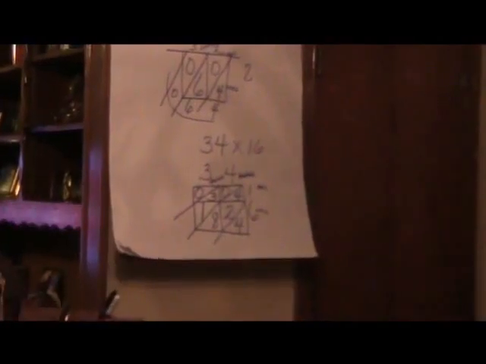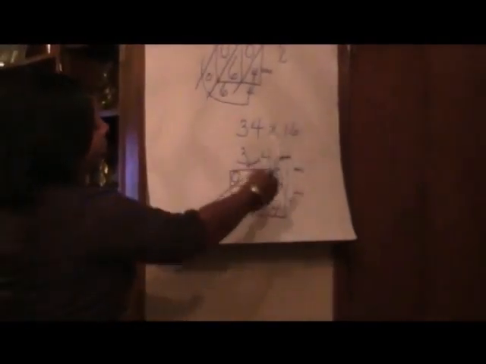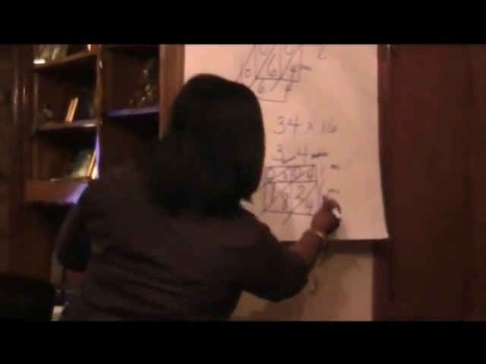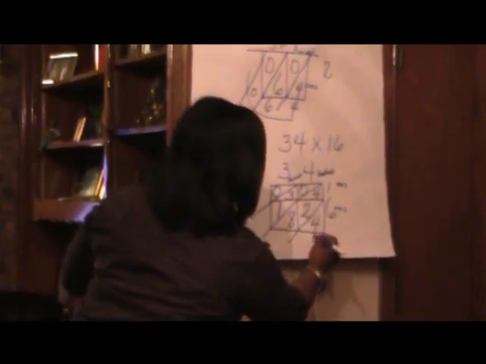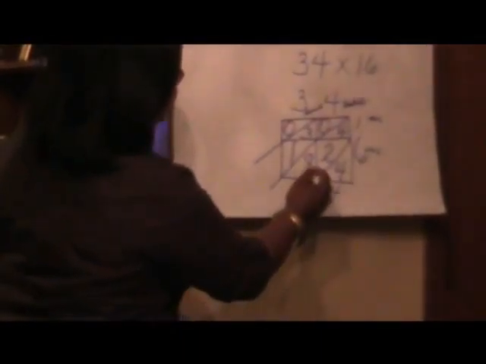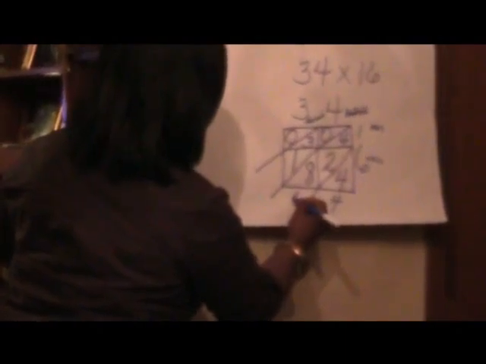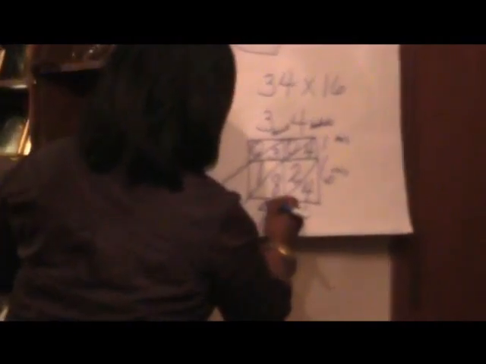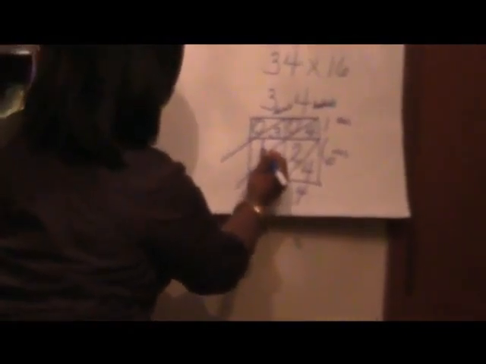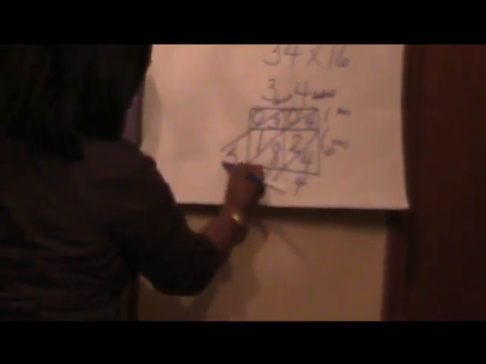Now, this problem is a little bit different. You have 3 rows to add now instead of just 2. You're going to add up all the numbers in this row. 4, bring the 4. 4 plus 2 is 6, plus 8 is 14. Put the 4 in the ones place. Put the 4 in the tens place. Carry a 1, it becomes 100. 1 plus 3 is 4, plus 1 is 5, 500s.